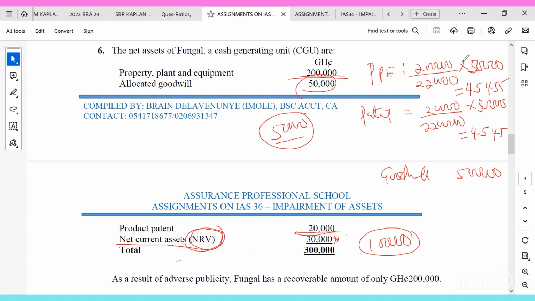So you now come and reduce this 200,000 by this, this 20,000 by this. So you now determine the new carrying value after the impairment. What will now be the new carrying value for each of the assets? The property, plant, and equipment will be the carrying value less the impairment loss. Allocated goodwill will be 0 because all the goodwill has been impaired. The patent will now be 20,000 minus 4,545. Then the current asset will still be the 30,000. That is how we go about it.